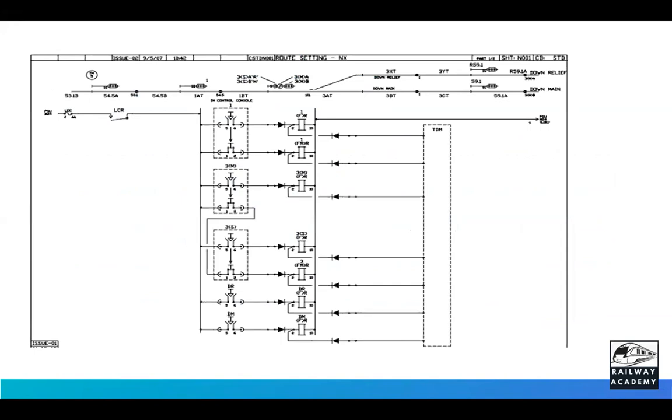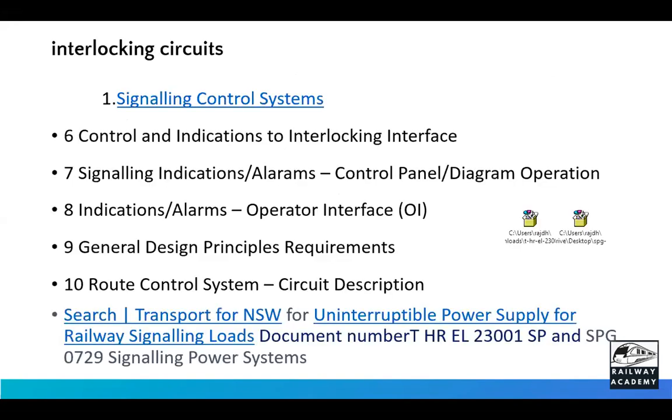So these are again showing different circuits, how they are made in the entrance exit system. They are showing it. Okay, all the button circuits are shown here. Then coming to other details, you have interface circuits, panel diagrams, and then the operator interface for the operator working on the keyboard and all, and then route control, how the route is controlled, how the route is set, and I have given the standards, and here I have given the search link, search Transport for NSW.